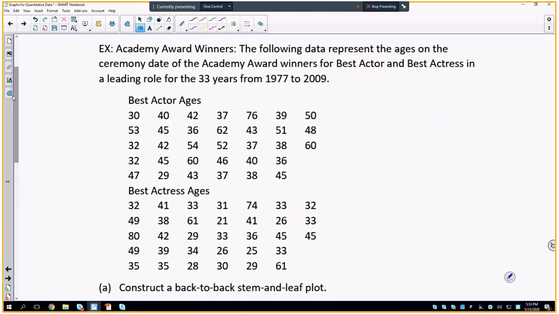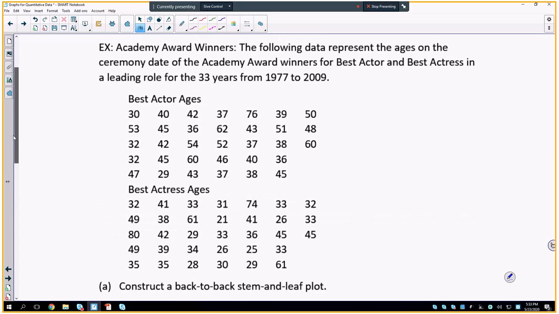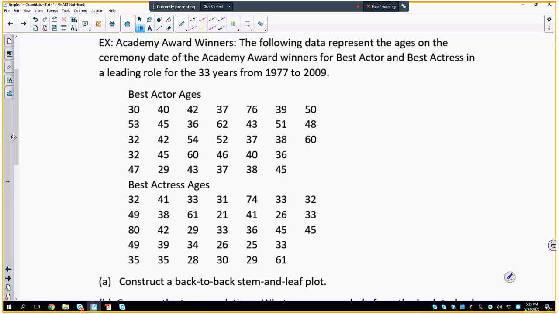I want to show you what is called a back-to-back stem and leaf plot. So we know how to do a stem and leaf plot, but you can actually do one where you have two categories. For example, here the question is about Academy Award winners, and the data represents the ages on the ceremony date that the winners were when they won Best Actor and Best Actress. So on the night of the ceremony, how old were you if you won? They collected this data for 33 years between 1977 and 2009.